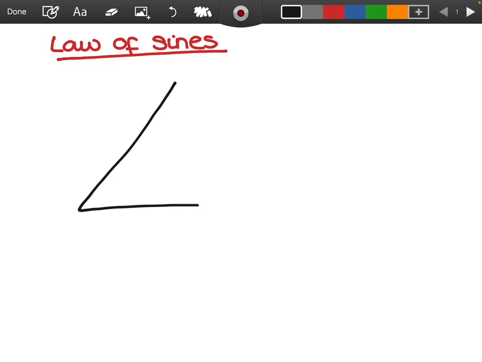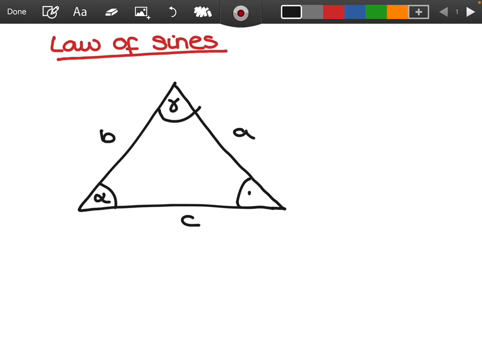Let's say that I've got this triangle here. Okay. And I've got sides A, B, and C. And I've got alpha, gamma, and beta as my angles. Okay, and I'm going to call the vertices of this triangle A, B, and C.